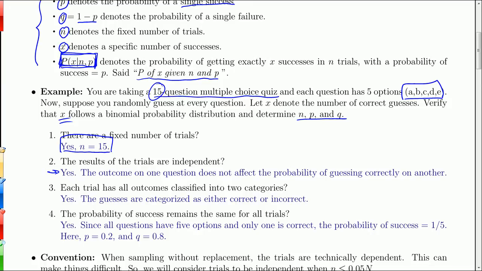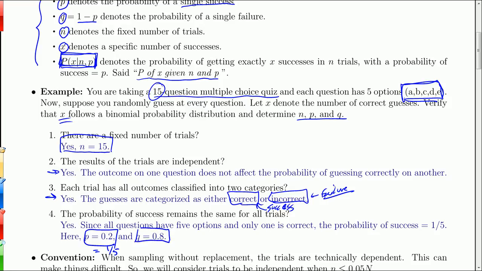Each of the trials has 2 categories of outcomes, correct or incorrect, or success and failure, right? And does the probability of success remain the same for all trials? Since there are 5 options for all questions, yes, the probability is always 1 in 5. So the probability of a single success is 1/5, or 0.2.